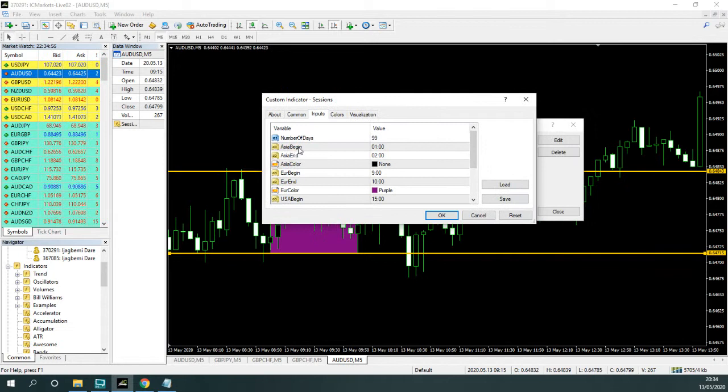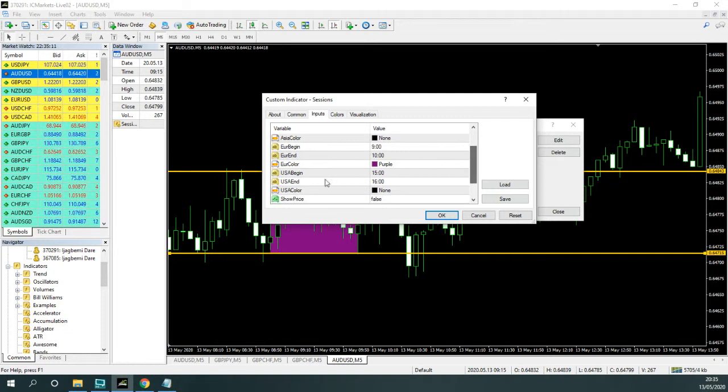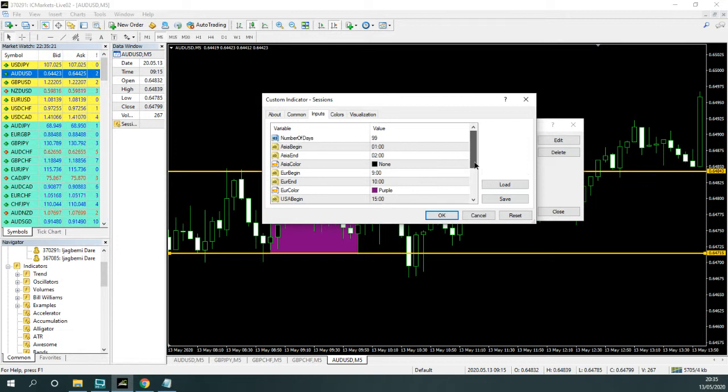So the indicator has a setting for Asian session, if you want to trade Asian session. The indicator has a session for Europe, settings for Europe session. And lastly, it has settings for US session. So US begin, US end, time. Europe begin, Europe end, time. Asia begin, Asia end, time.